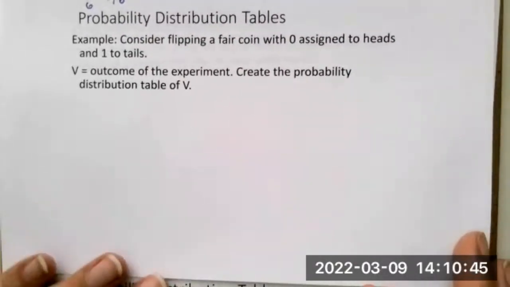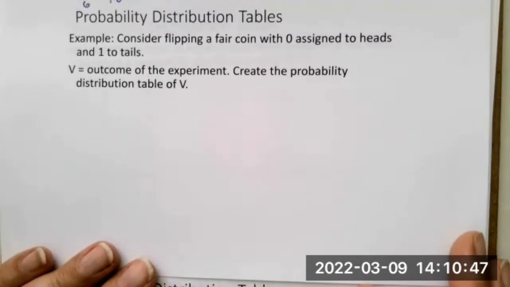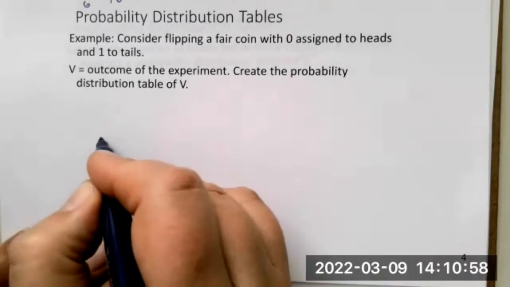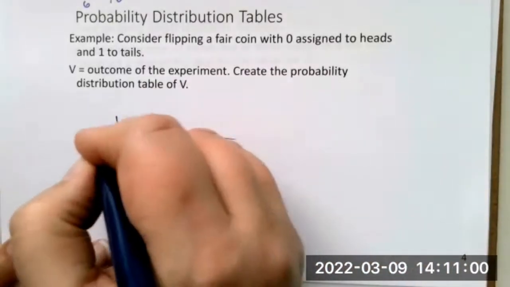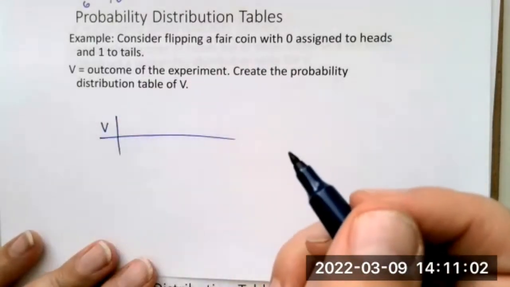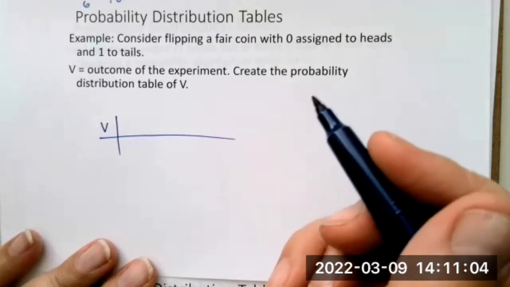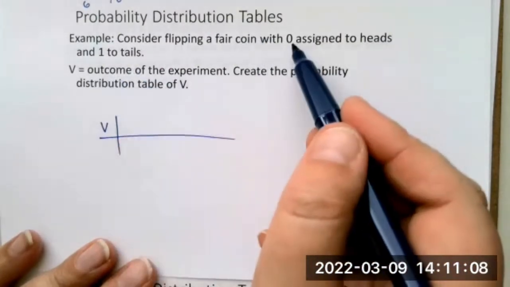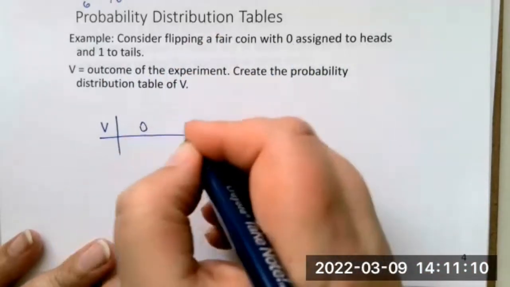It says, consider flipping a fair coin with 0 assigned to heads and 1 to tails. V is the outcome of an experiment. Create the probability distribution table of V. So let's do a horizontal one. Our event V, possible outcomes or sample space, either heads or tails, so either 0 or 1.